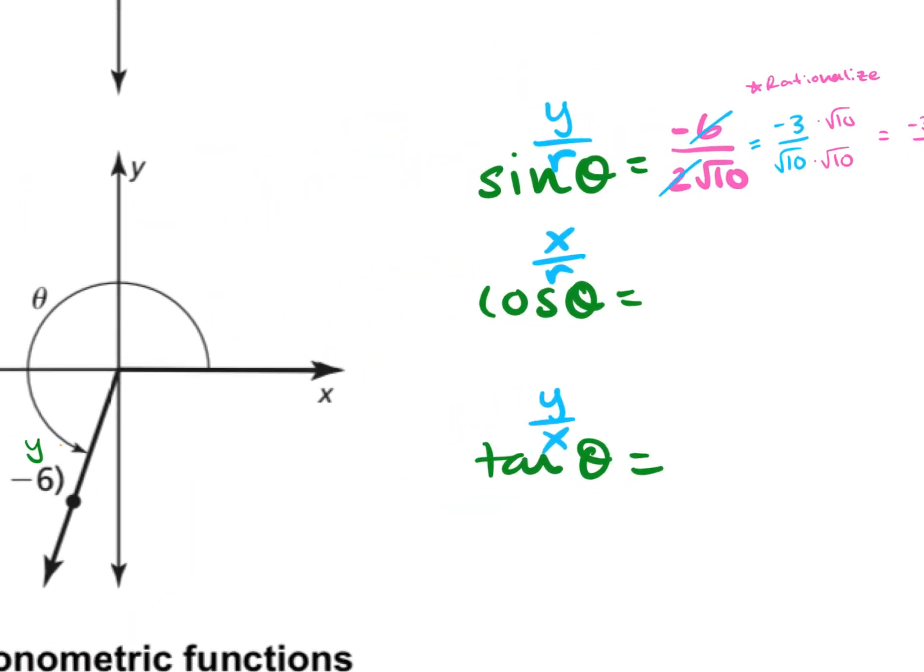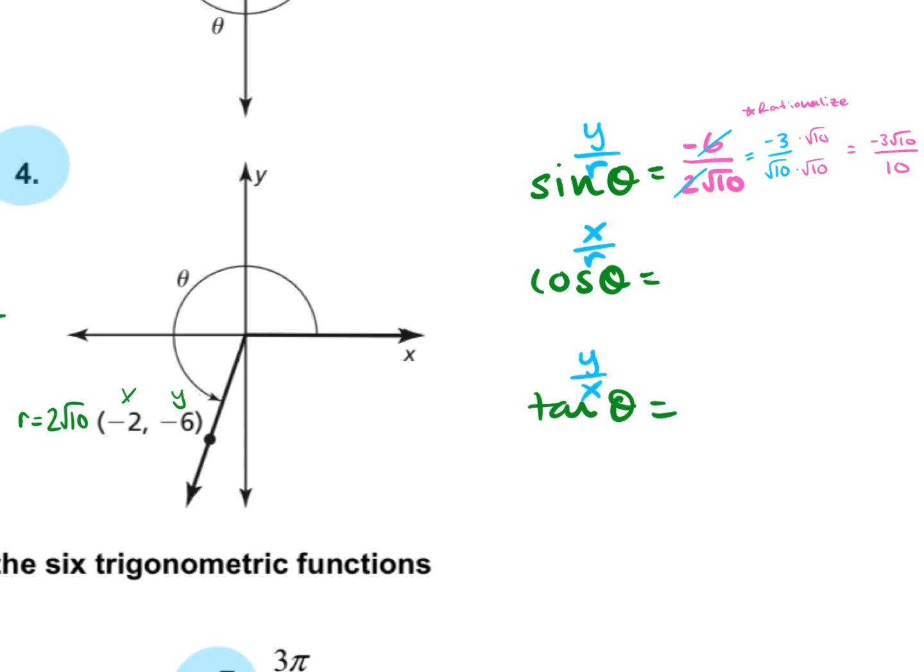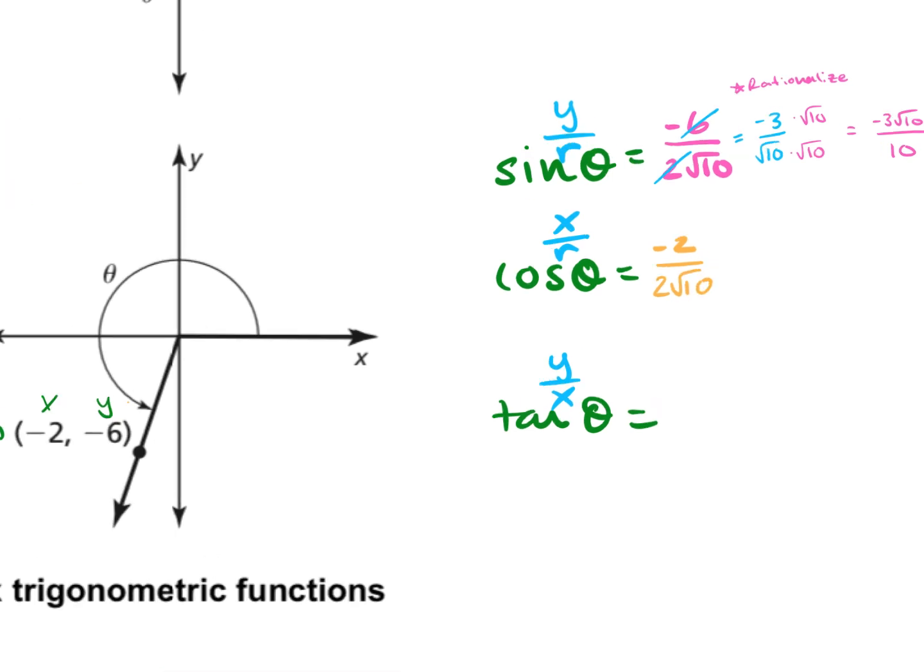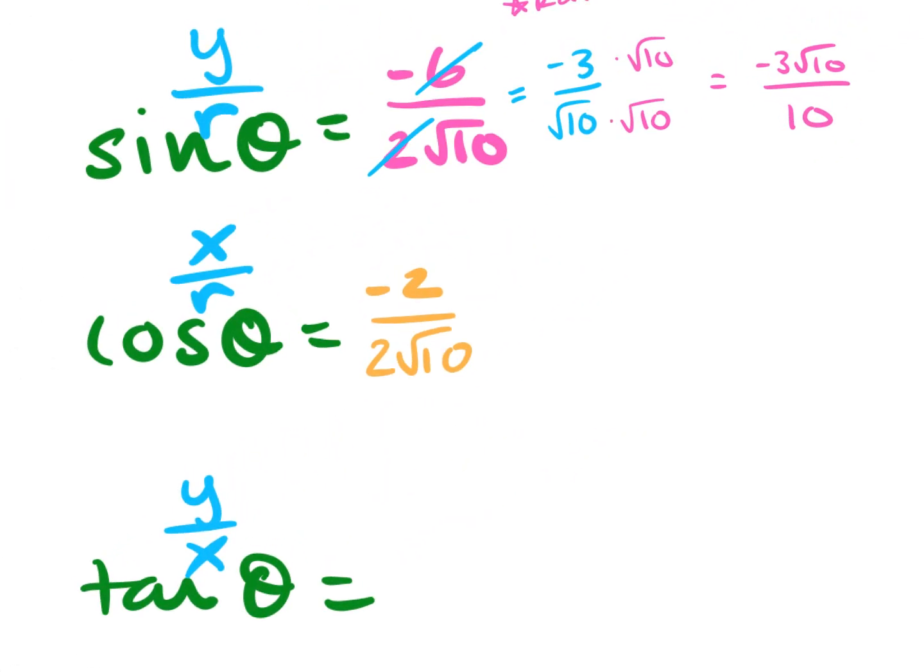All right, let's do the same thing for cosine. Cosine is x over r, so that would be -2 over 2 square root 10. Let's simplify. 2's cancel. So if you have a whole number 2 on the top and the bottom, they cancel. So we're left with -1 over square root 10. Can we leave our answer like this? No, we have to rationalize. So multiply the top and the bottom by square root 10. What do we get? Negative square root 10 over 10.